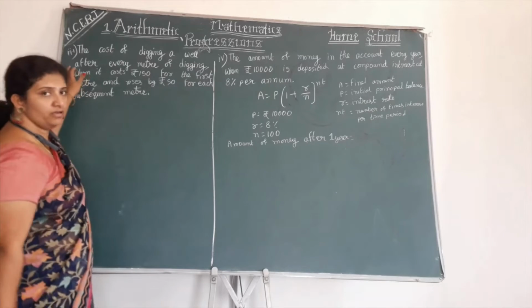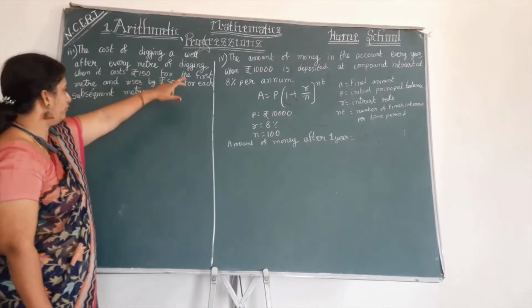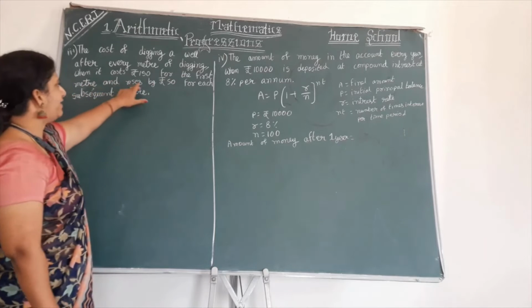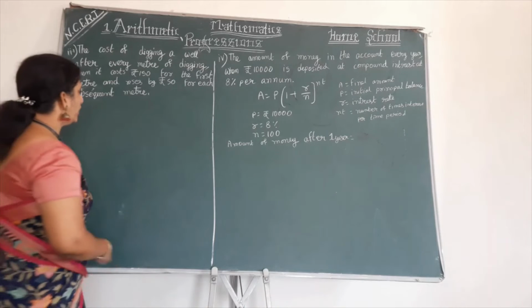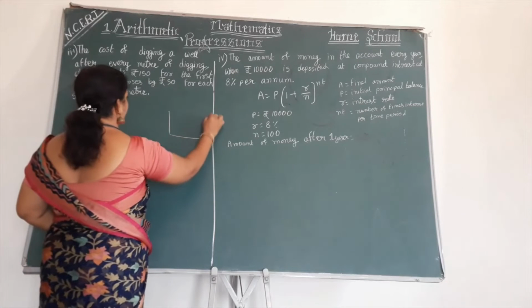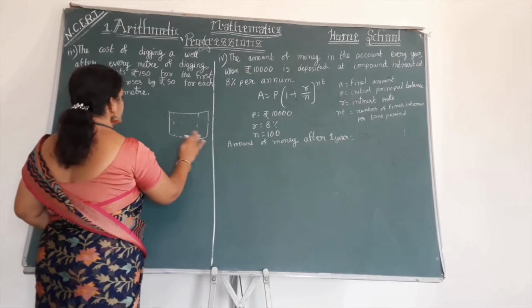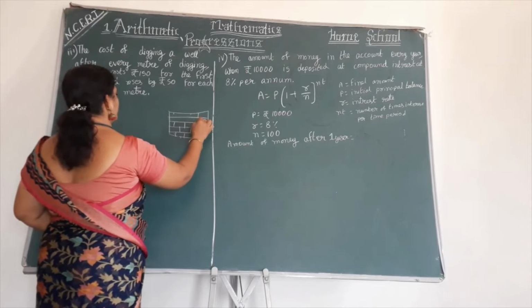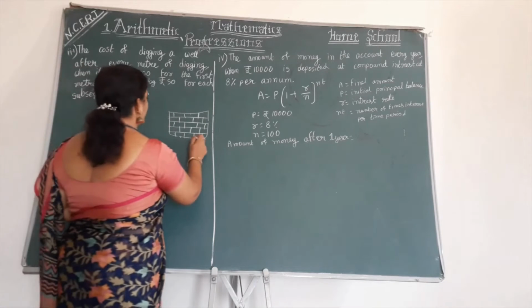See the third problem here. The cost of digging a well after every meter of digging, when it costs rupees 150 for the first meter and rises by rupees 50 for each subsequent meter. So what we are going to do, just let's imagine a well here. Okay, I hope you can imagine the well here.